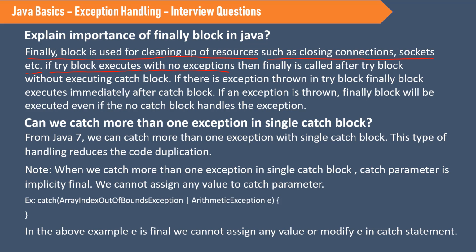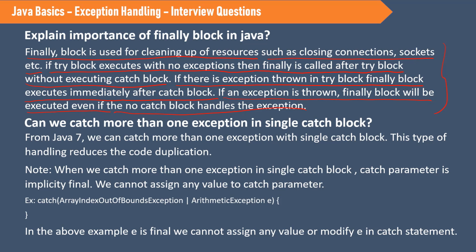If the try block executes with no exceptions, then finally is called after the try block without executing the catch code. If an exception is thrown in the try block, the finally block will execute immediately after the catch block, because the exception has to be caught in the catch block. So once the code in the catch block is executed, then the finally block will be executed. Even if no catch block handles the exception, the finally block will be executed. That means the finally block will be executed whether an exception is raised or not.